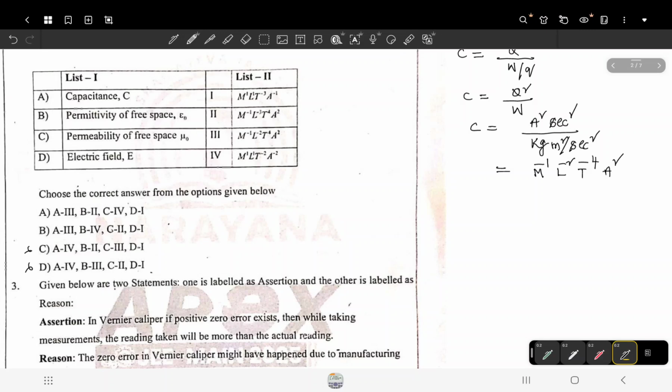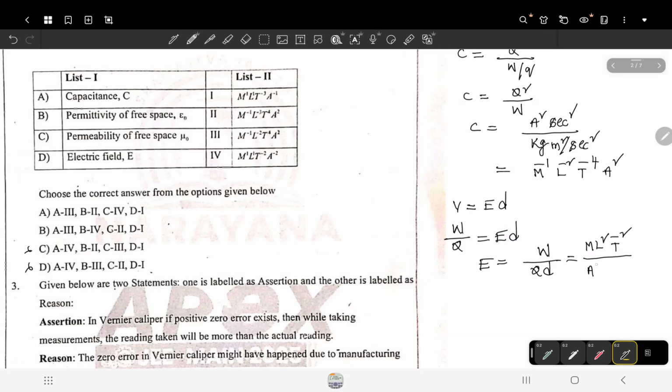And now coming to the electric field. As you know the electric field formula, voltage is equal to E into D, right? This voltage can be written as, just as I told you, work for a charge, which is equal to E into D. Therefore E is equal to W by Q into D. We know that work is nothing but M L square T power minus 2, divided by Q, which can be written as I into T, nothing but ampere into second.